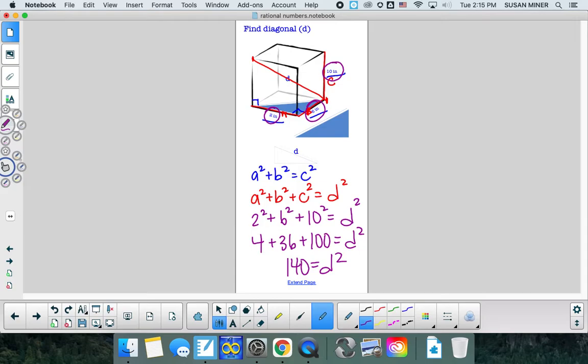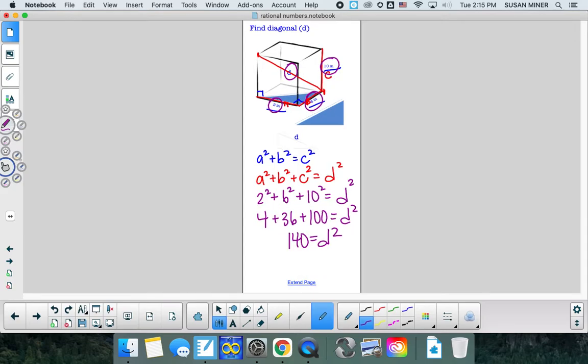But I don't want diagonal squared. I just want to know what that diagonal is. What is the length of plane D? So I can take the square root of this side. I can take the square root of that side. These will cancel out and leave me with D equals the square root of 140. And 140 is equal to 2 times 2 times 5 times 7.